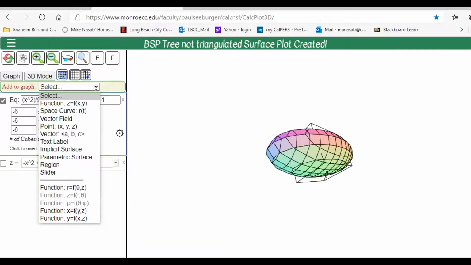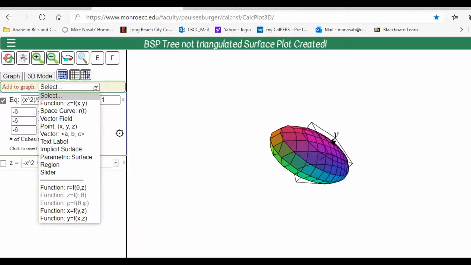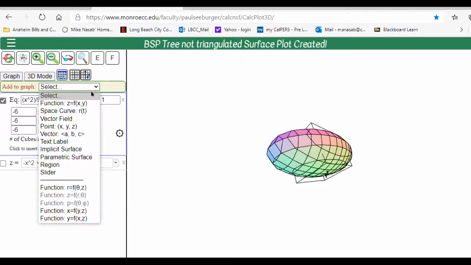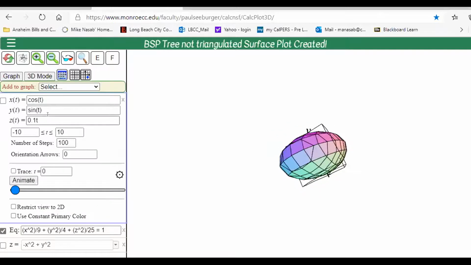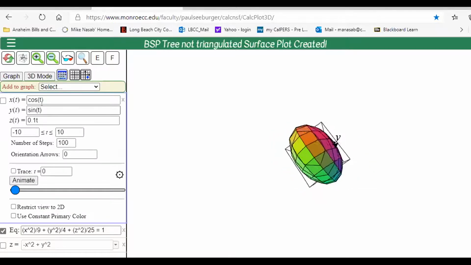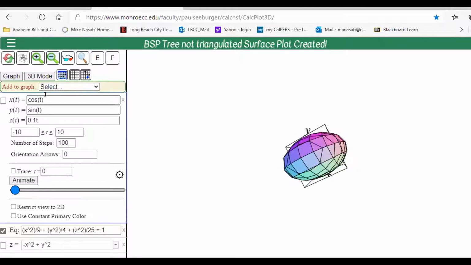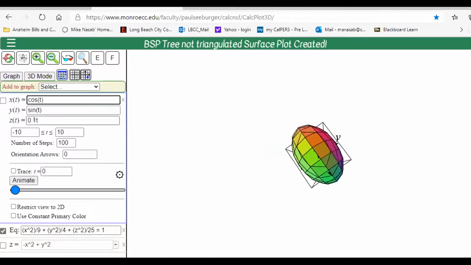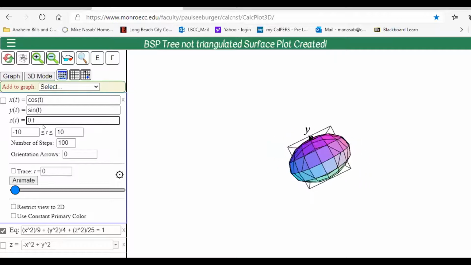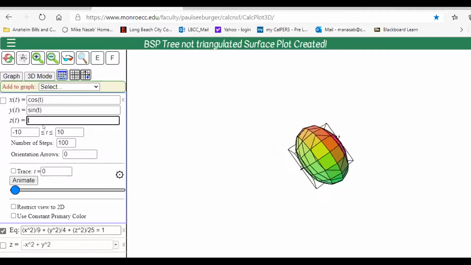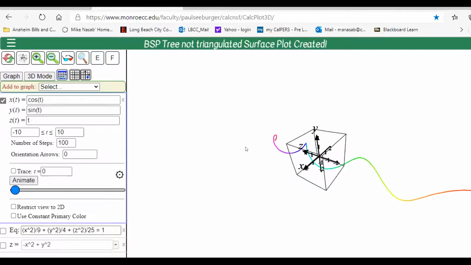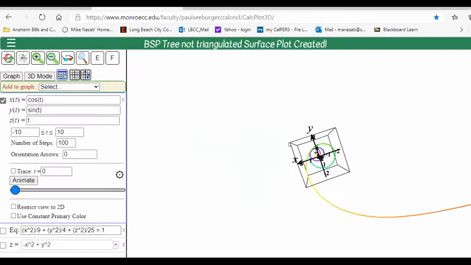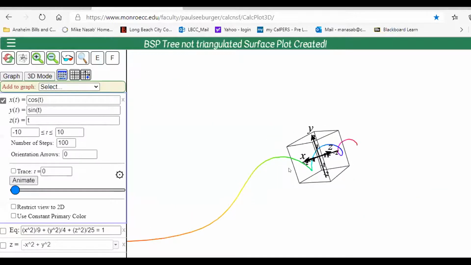When you select the type of functions you're trying to graph, like for chapter 13, you would graph a space curve, and then it would give you the parametric equations in terms of t, then you would graph it. For instance, if the graph is cosine and sine and t, let's see how the graph looks. What is this called? Helix. And you can animate it.